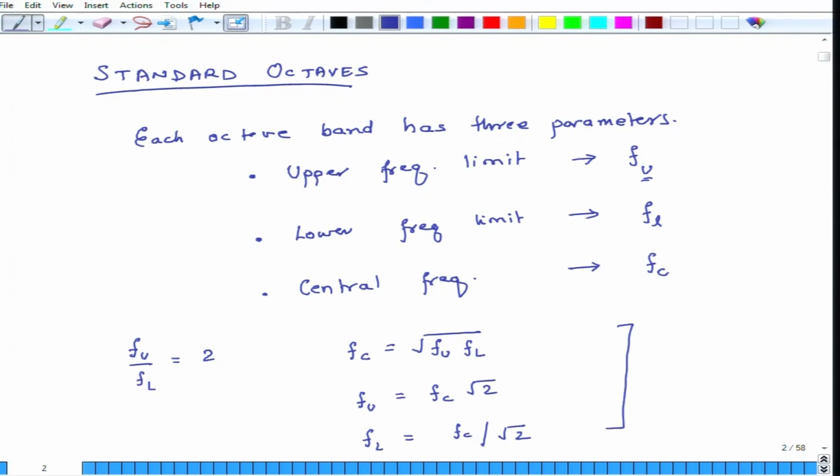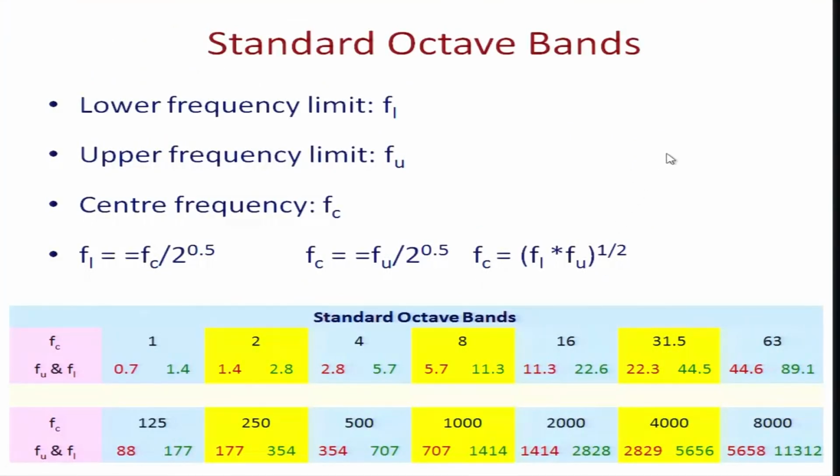So every octave band has an upper frequency limit, a lower frequency limit, and a central frequency. The central frequency is off from the upper one by a factor of square root of 2, and it is off from the lower one also by a factor of square root of 2. So, with this context in mind, let us see what the industry standard octave bands are. I am going to show you a slide where some of these bands are listed. Not all the bands are listed, only some of them.